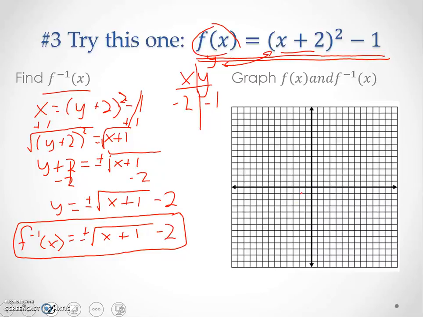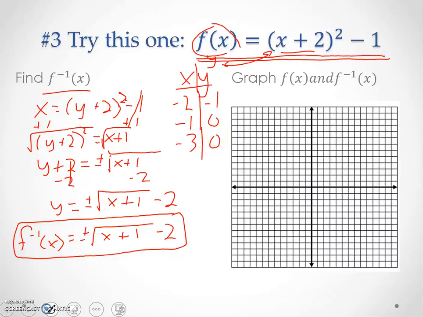Then you'd probably want to plug in numbers around -2, like -1 or -3. And let's just try -1 first. -1 plus 2 is 1. Squaring it, you still get 1, and 1 minus 1 is 0. Same thing if you plug in -3. -3 plus 2 is -1. -1 squared is 1, and 1 minus 1 is 0.